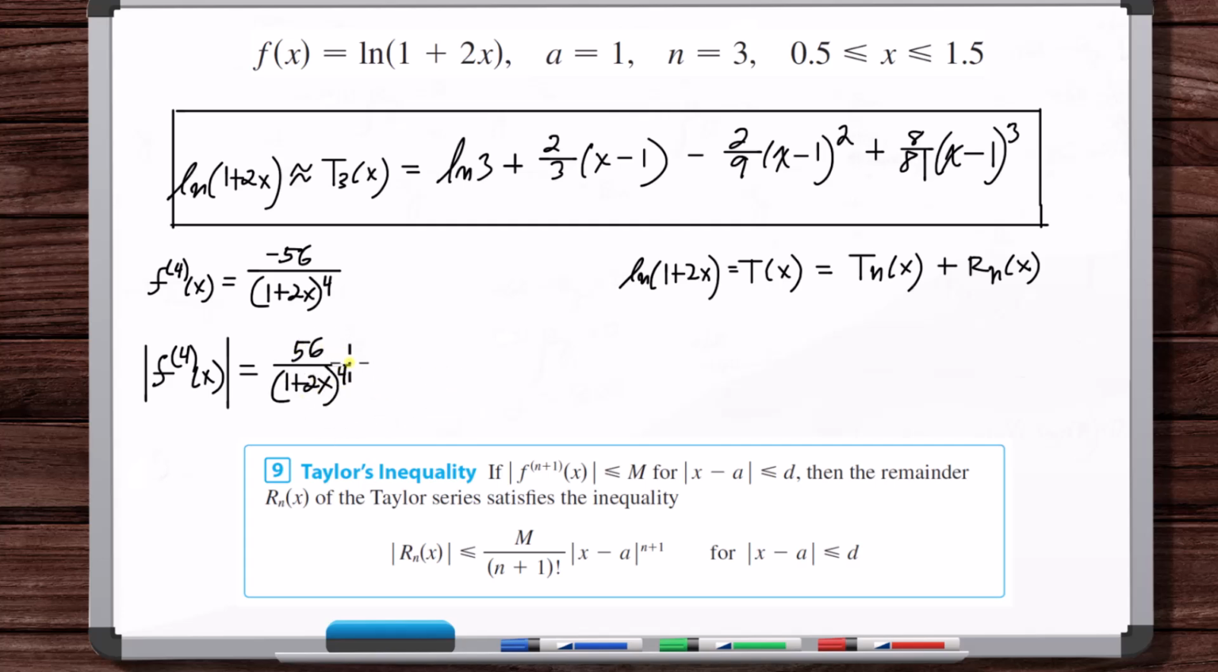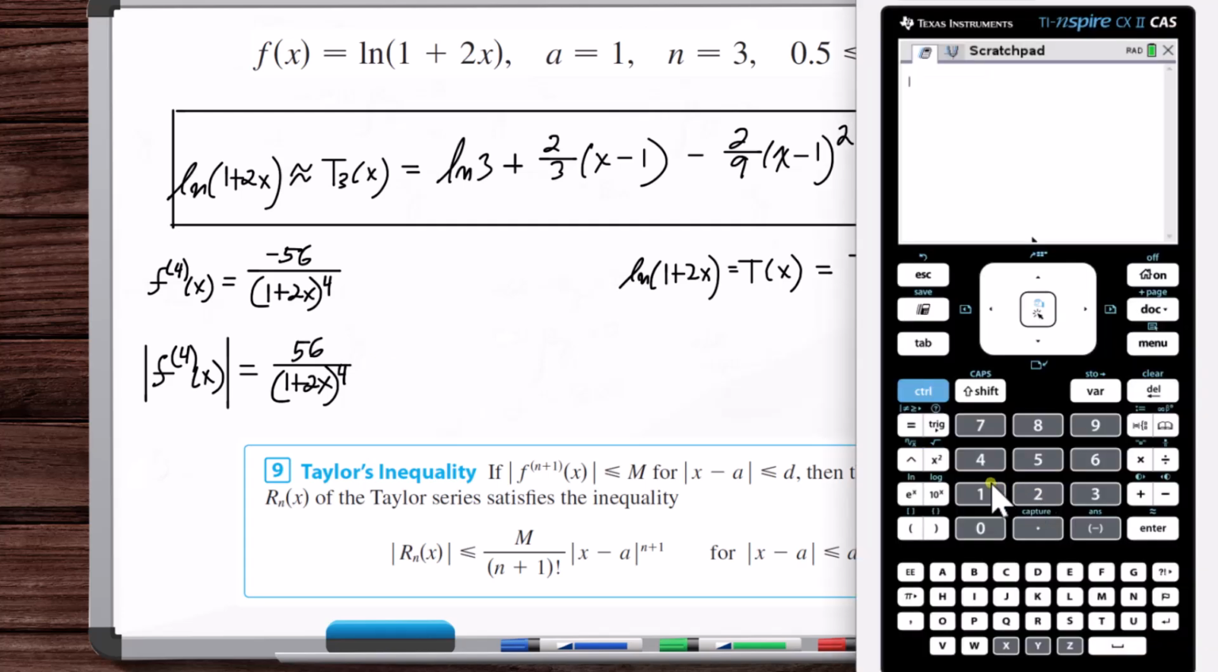Okay, now we could go ahead and graph this in Desmos and just look at the interval from 0.5 to 1.5 and see what the max is, but we've done that with previous problems, but we don't need to do that here. I mean, what's going to make this the largest? That's when x is the smallest. So when x is 0.5, that's going to be the biggest value.